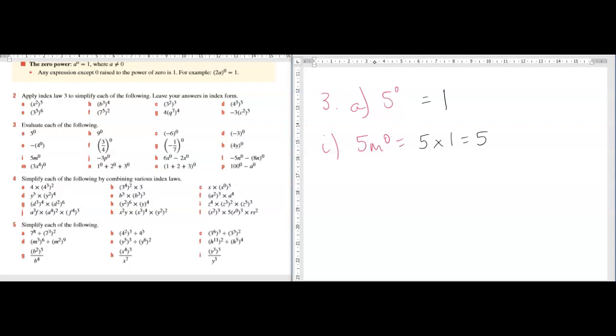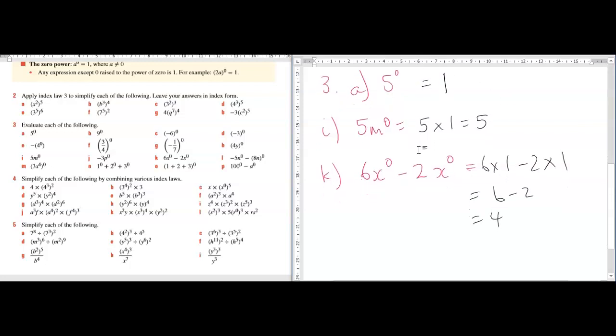Let's have a look at k. So we've got 6x to the power of 0 minus 2x to the power of 0. Okay, so remember x to the power of 0 becomes 1. So we've got 6 times 1 minus 2 times 1. So that becomes 6 minus 2, which gives you 4.